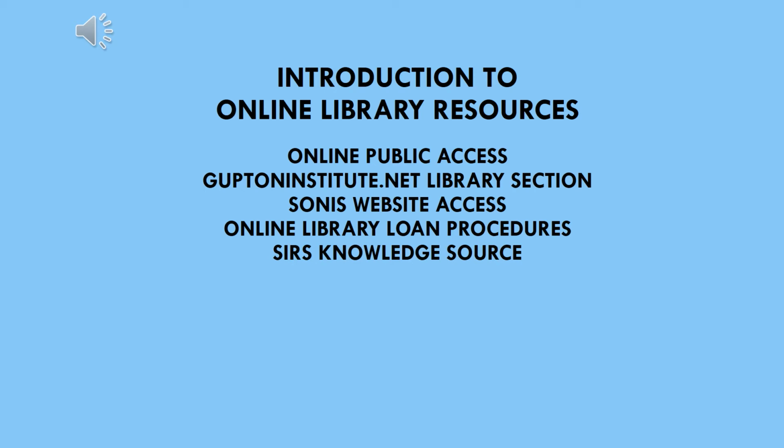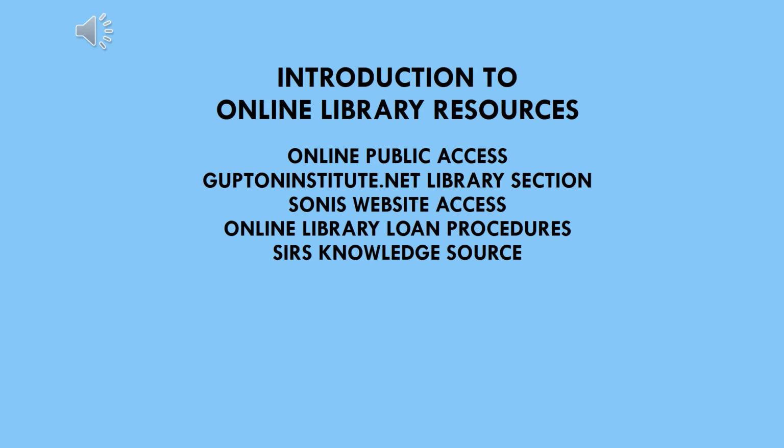Introduction to Online Library Resources. All students and staff have access to the Gupton College Online Public Catalog for searching the collection of over 5,000 books and audiovisual materials. The online catalog can be searched by author, title, or subject and will display if a particular title is available, how many copies, and where they are located. The online catalog can be accessed in the library sections of the Gupton College website, the SONUS website, or the Moodle website called Gupton Institute.